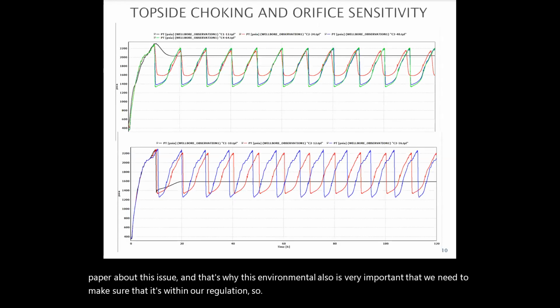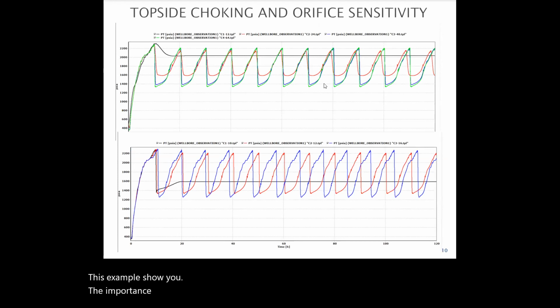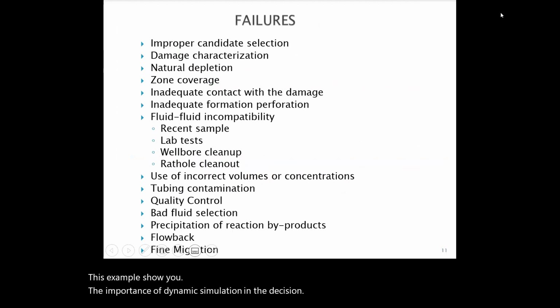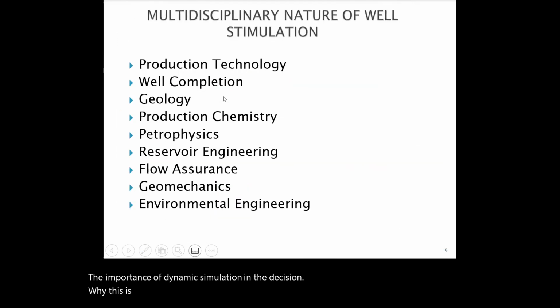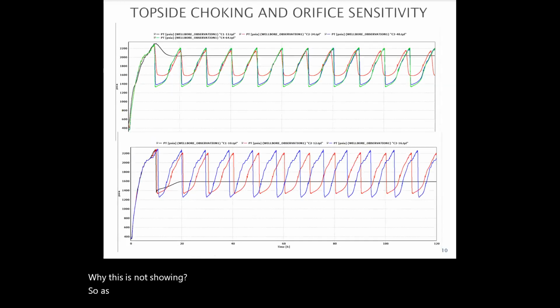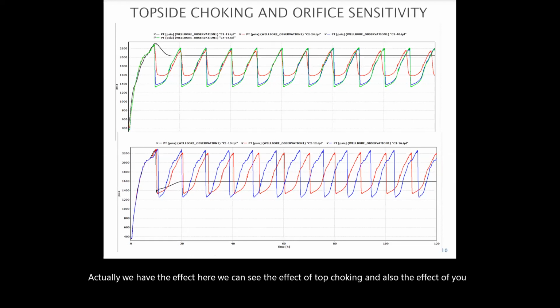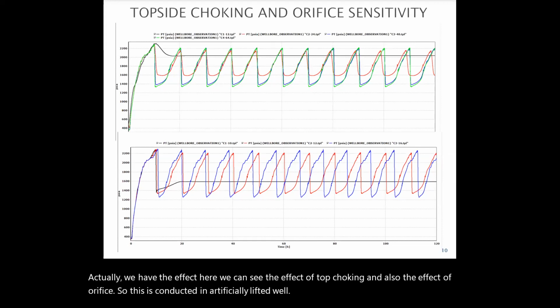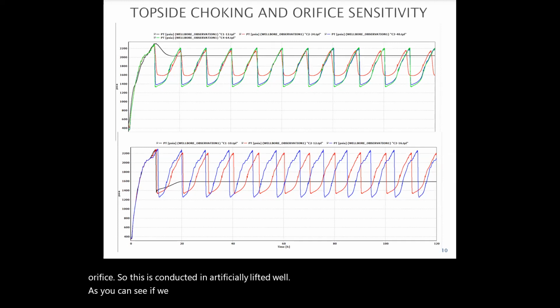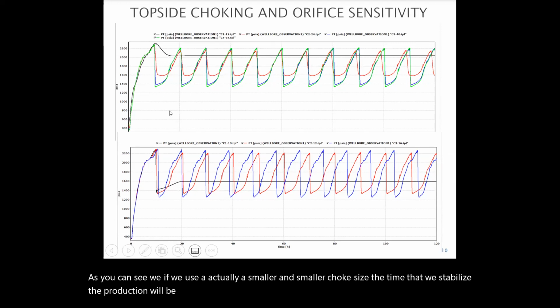So this example shows you the importance of dynamic simulation in the decision. As you can see on the top, we can see the effect of top choking, and also the effect of the orifice. This was conducted in an artificially lifted well. If we use a smaller choke size, the time to stabilize the production will be less than 10 hours. And then if we use a smaller orifice size, we will stabilize the flow back after 20 hours.